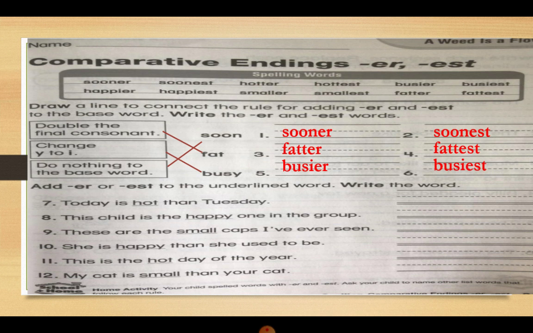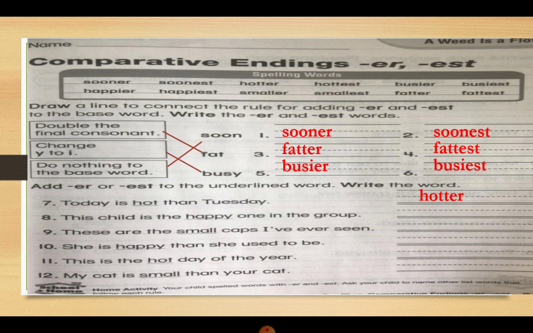Busiest. Add ER or EST to the underlined word. Write the word. Okay. Today is hot than Tuesday. So first of all, I have to know whether it's a comparison between one-to-one or one-to-many. Okay, teacher. Here I have today, it's one, and then Tuesday. So one-to-one, teacher. Okay, what else? We have the word than. So the adjective here will be hotter. What do we do? We double the final consonant and we add ER.